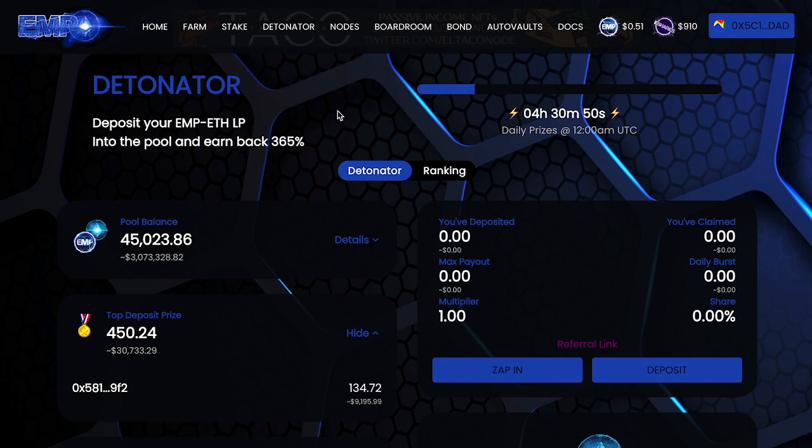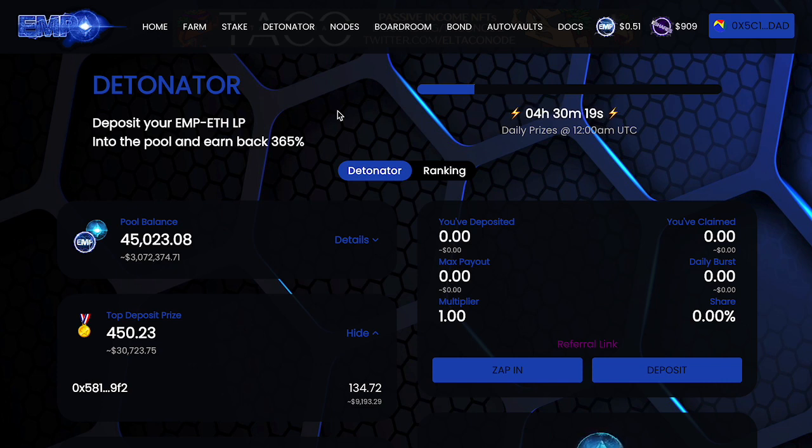gives you the idea that it's going to take about a year to get back your max payout on any given deposit that you make. You need to understand that, because you need to understand the time commitment that you're getting into when you make deposits into the detonator. This is a contract that helps you to generate income over a long period of time. It's not entirely passive, it's semi-passive, because you do have to come up here and claim your daily rewards.